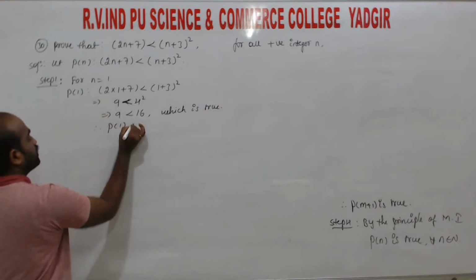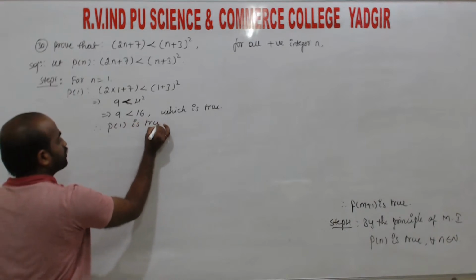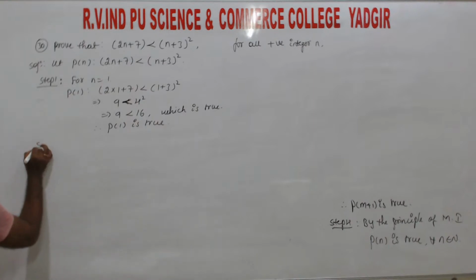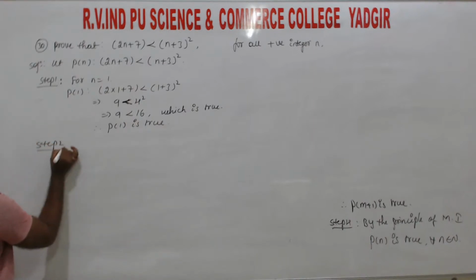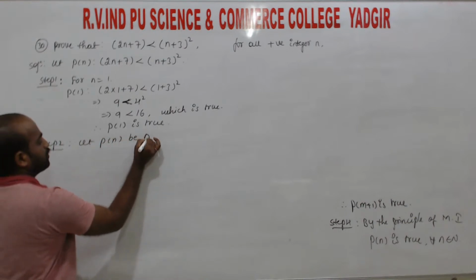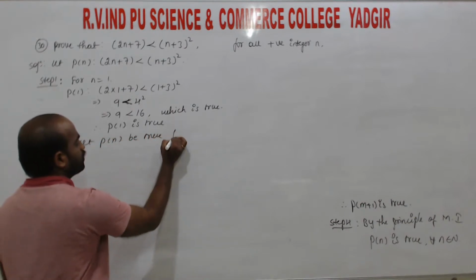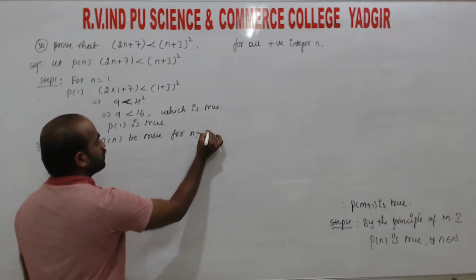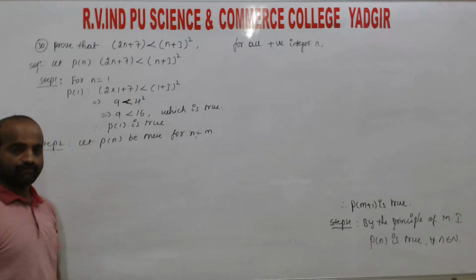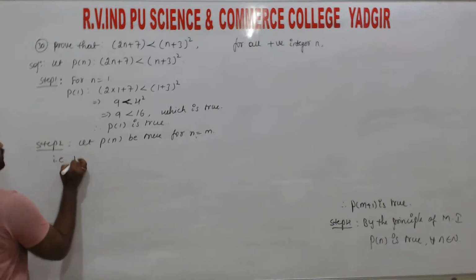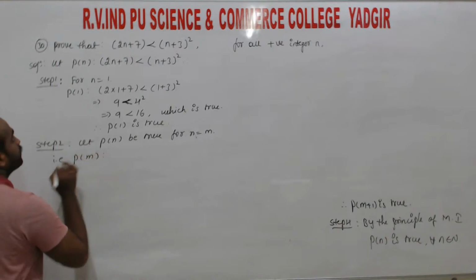Therefore, P of 1 is true. Step 2. Let P of n be true for n is equal to m. That is P of m.